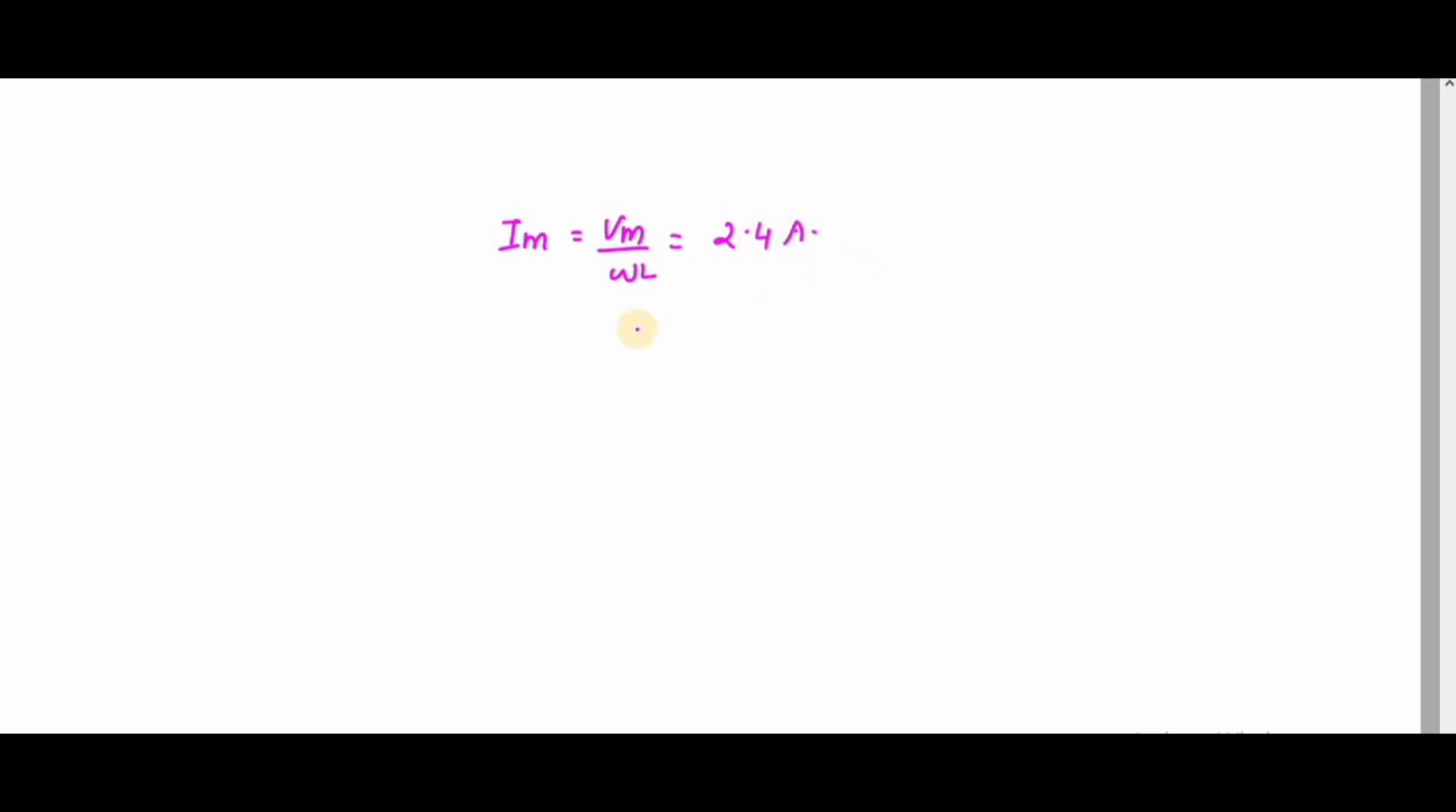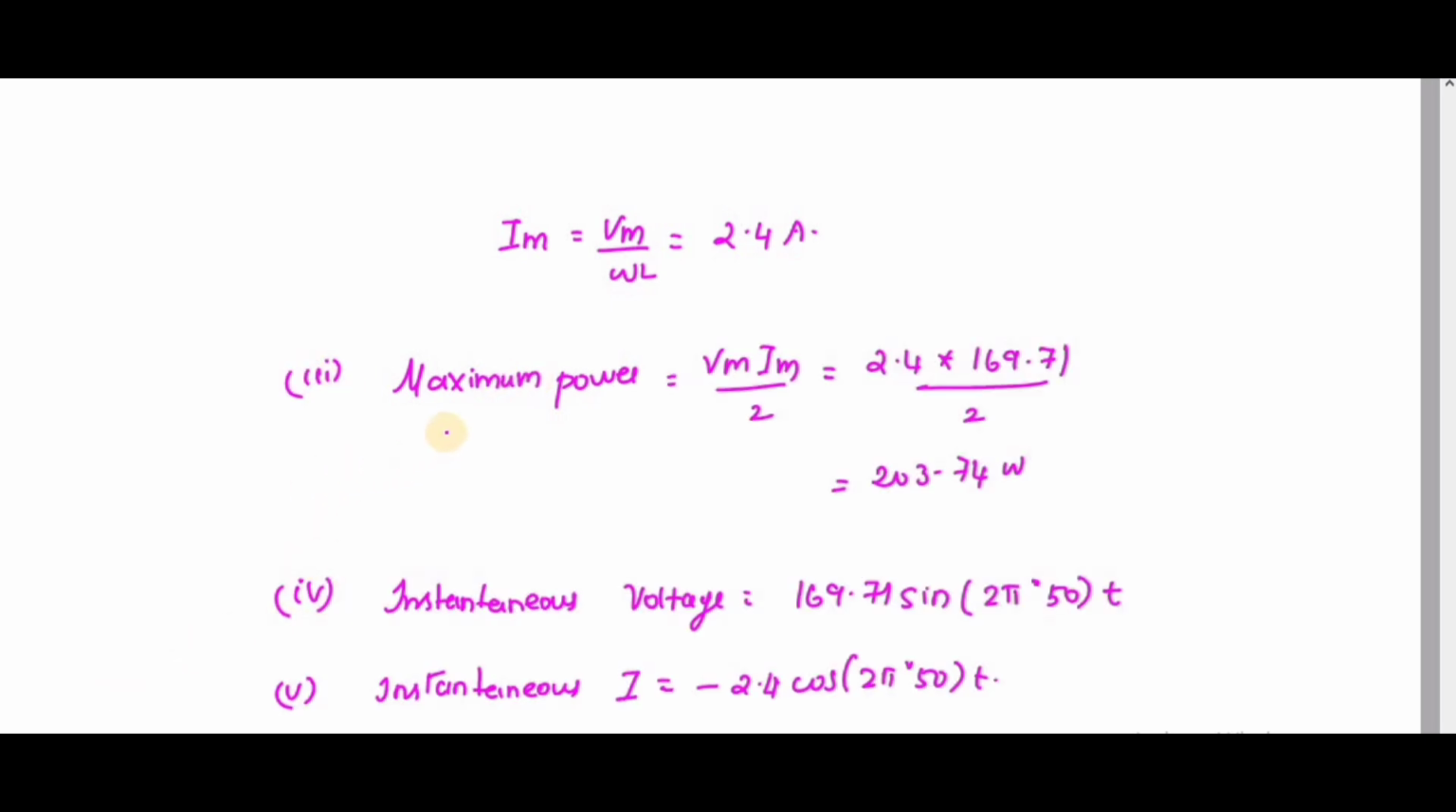The maximum power, that is the apparent power, is Vm Im divided by 2, which is equal to 2.4 into 169.71 divided by 2, that is 203.74 watts. So the instantaneous voltage is equal to 169.71 sin 2 pi into 50t, and the instantaneous current is equal to minus 2.4 cos 2 pi into 50t.